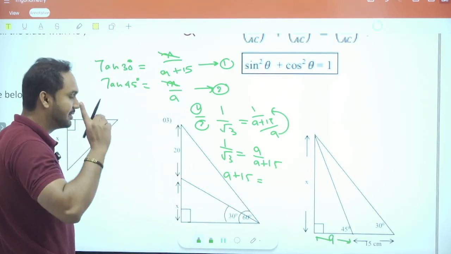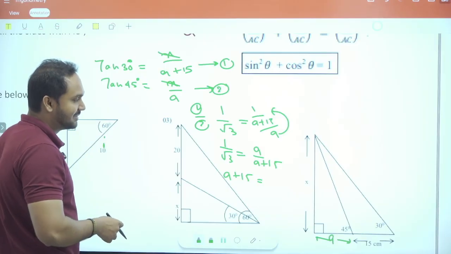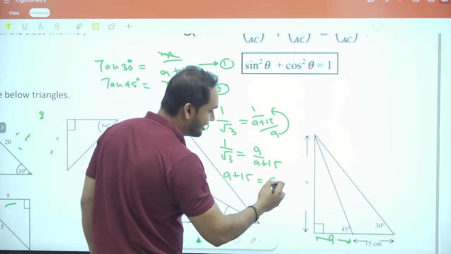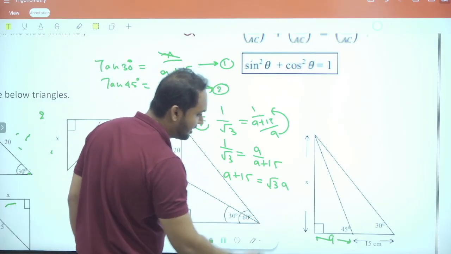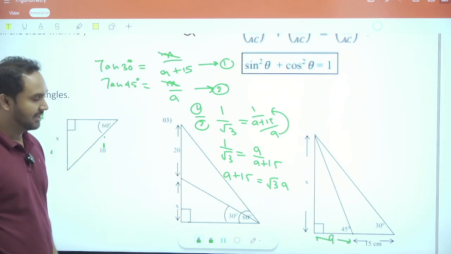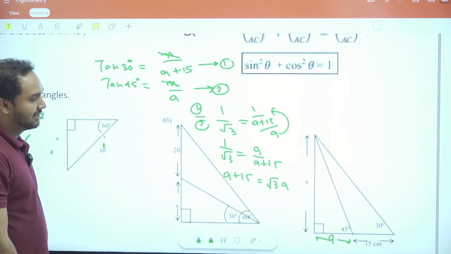So root 3 into a is what? Root 3a, right? That is root 3a.